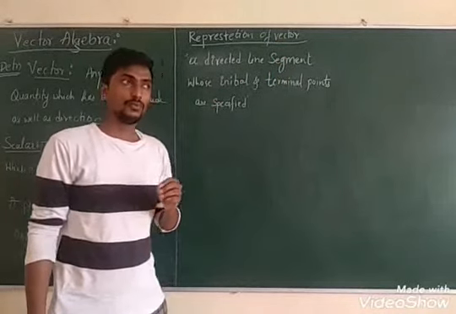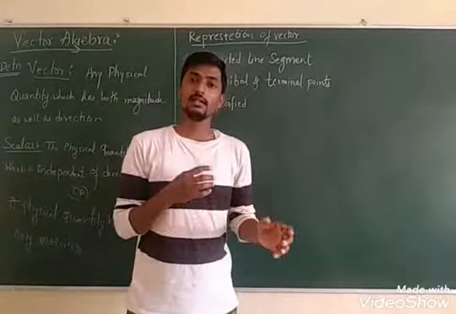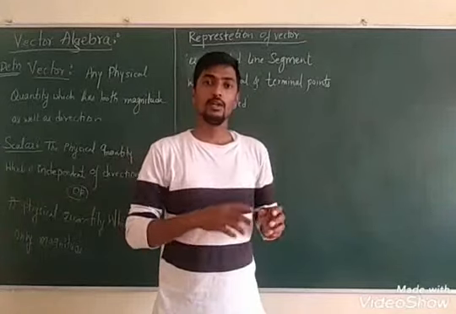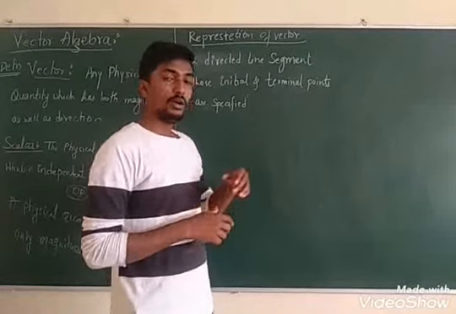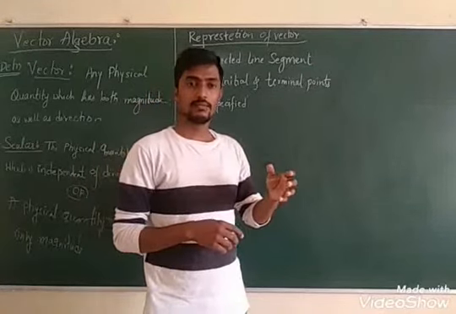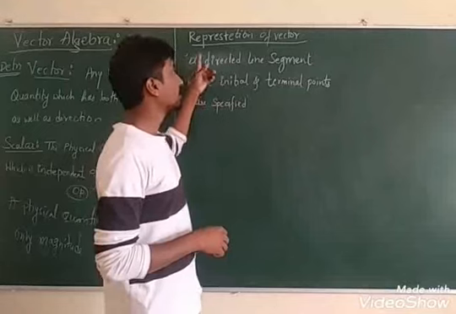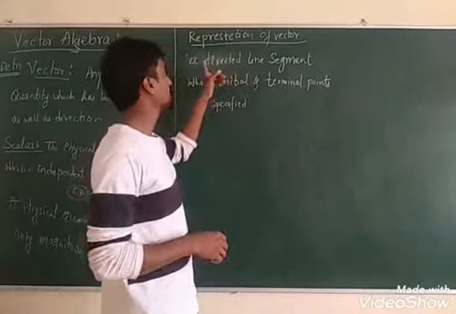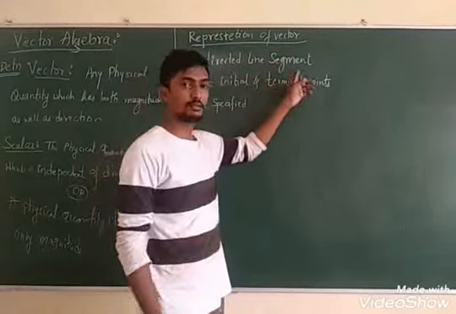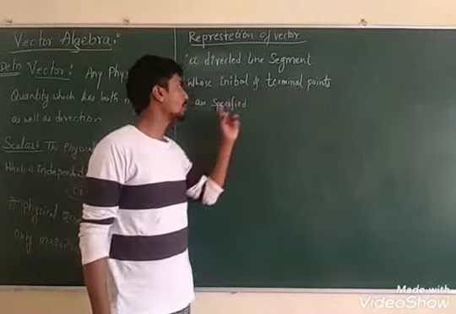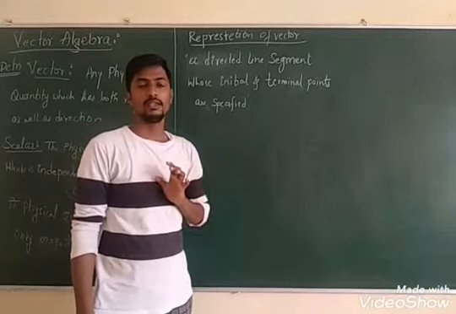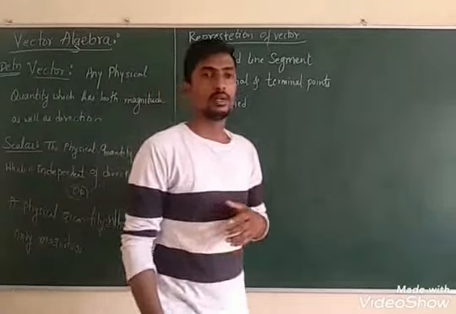Basically we can represent a vector by two things. But while defining, we can define it like this: a vector is represented by a directed line segment whose initial and terminal points are specified. Okay, so let us understand what it is exactly.